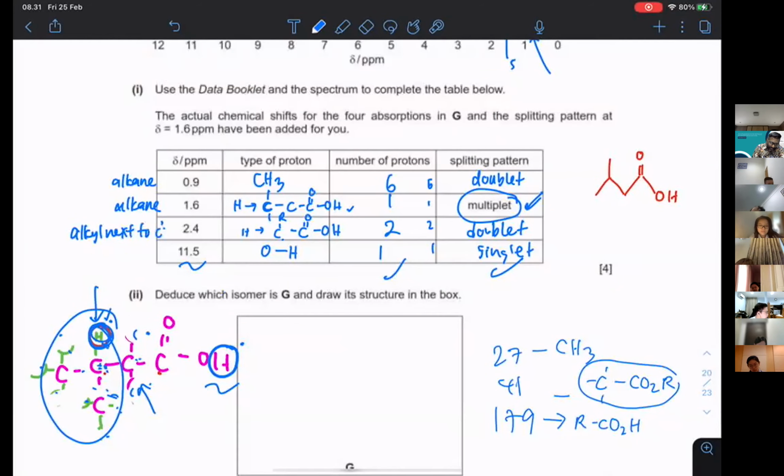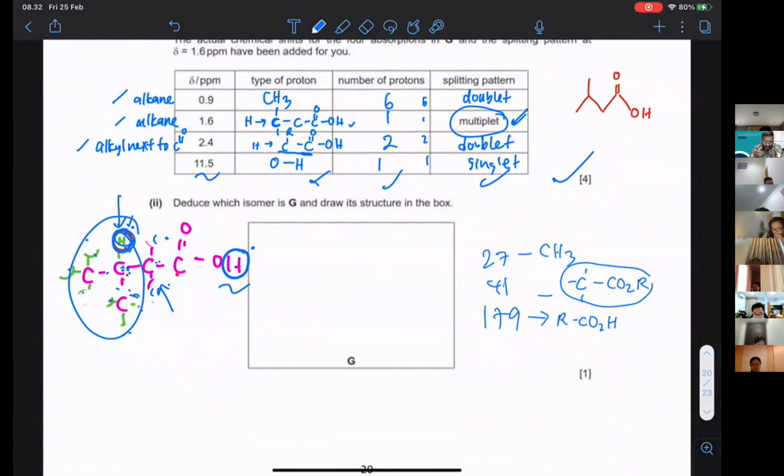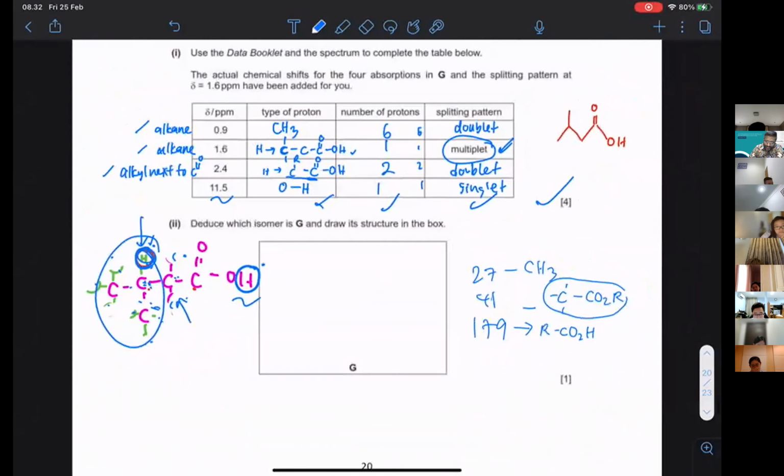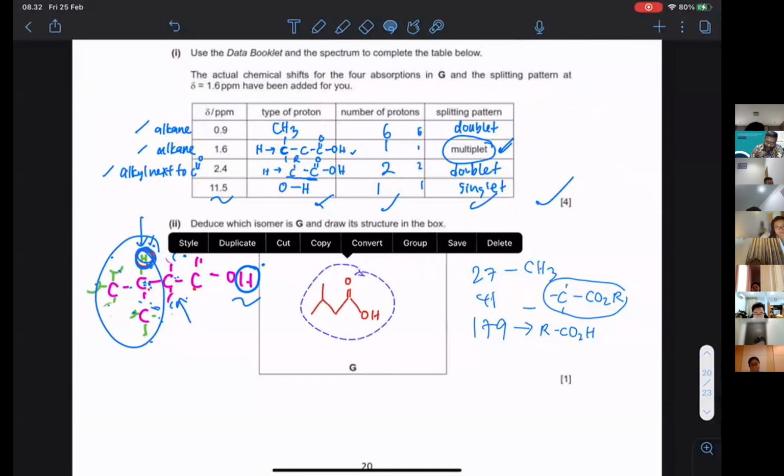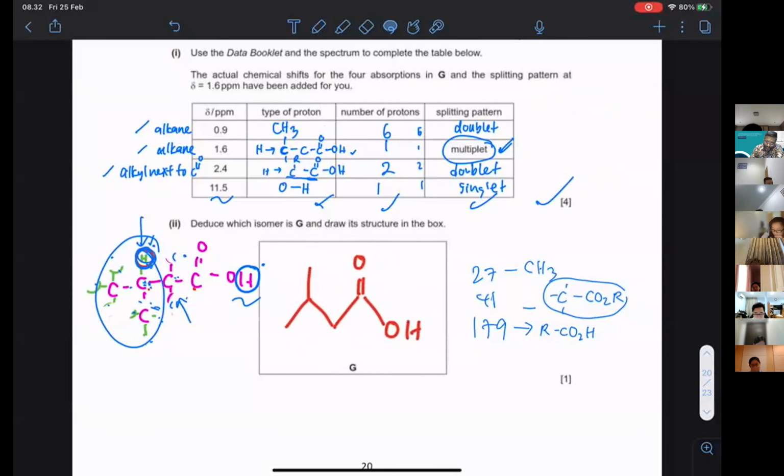Now I know it's already 8:32. Let us finish, only the last one. The last one is: deduce which isomer is G and draw the structure in the box. I think just now we already drew it. Just bring this one and put it here. Done. And then name and give the formula of a suitable solvent for obtaining a proton NMR spectrum.